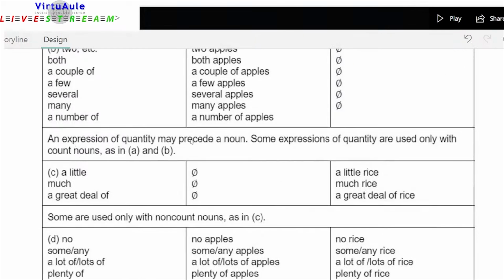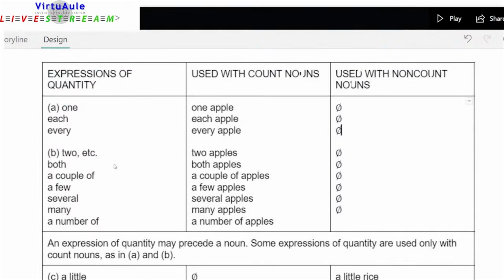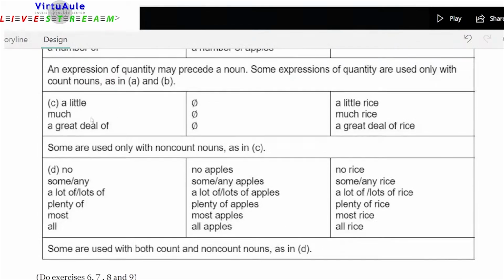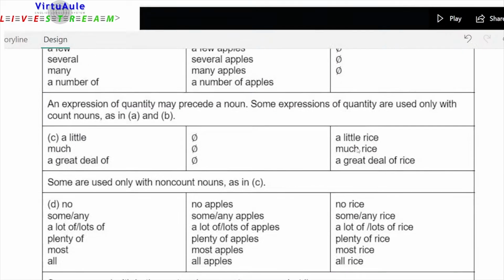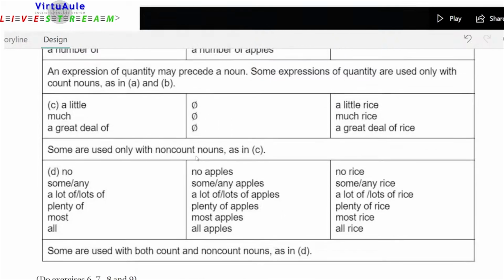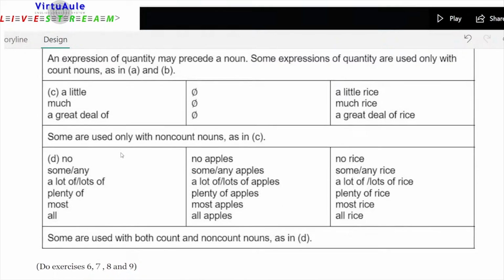An expression of quantity may precede a noun. Some expressions of quantity are used only with count nouns, as in A and B. Okay, so we have these expressions here that are used with count nouns. A little, much, and a great deal of, on the other hand, are used with uncountable nouns. Okay, so you have a little rice, much rice, a great deal of rice. Not countable. We don't say a little apple. Well, it has a different meaning. Much apple, a great deal. Some are used only with non-count, as in C.